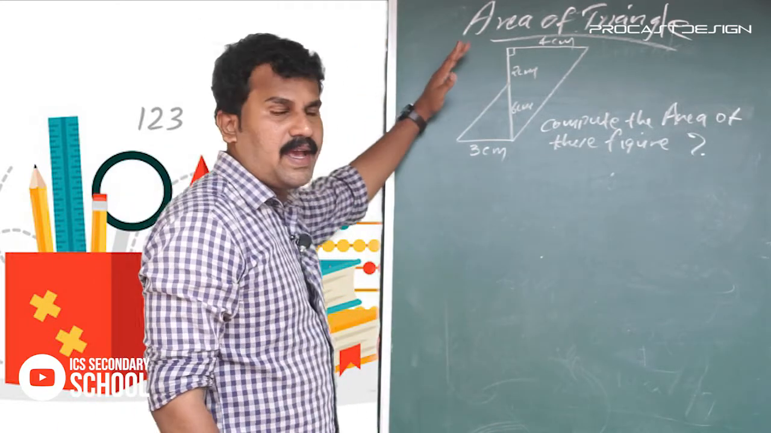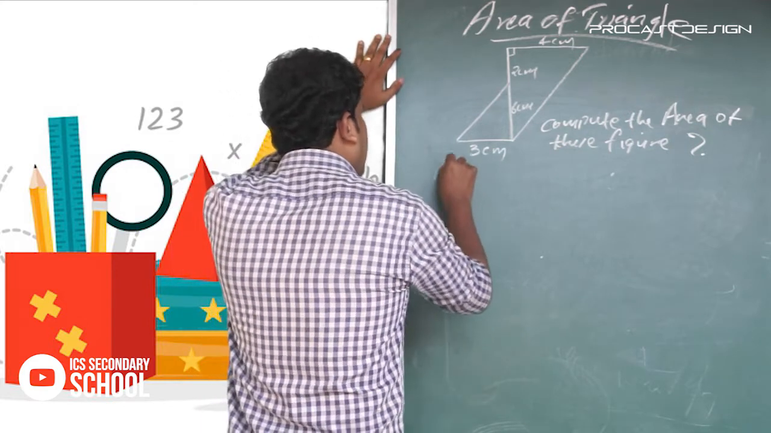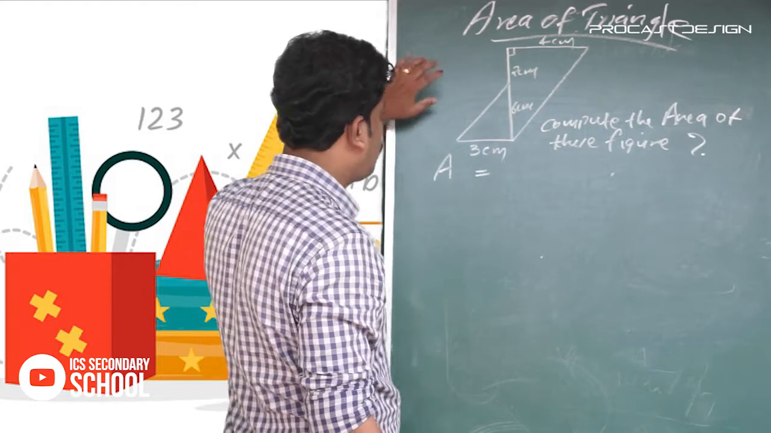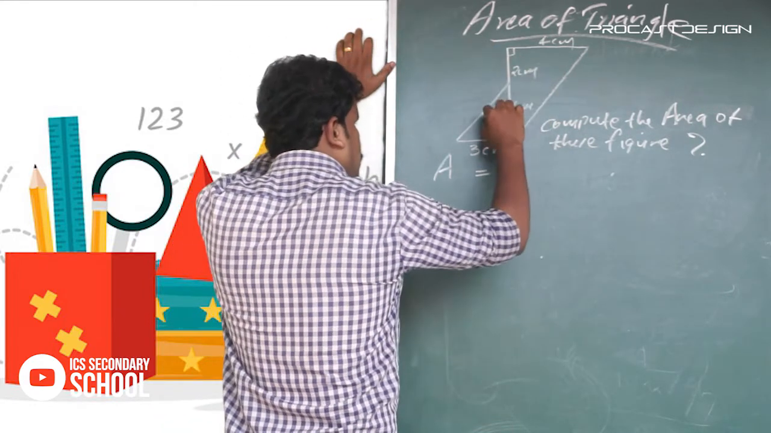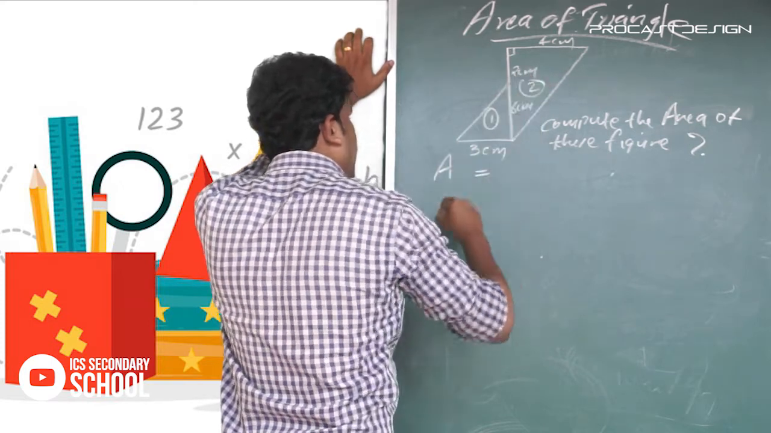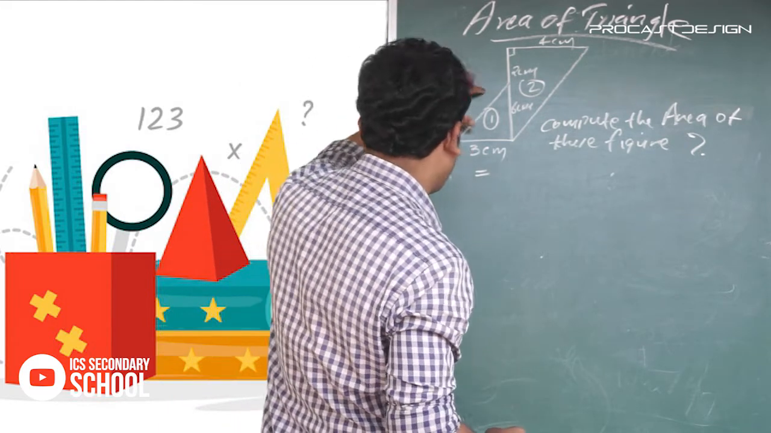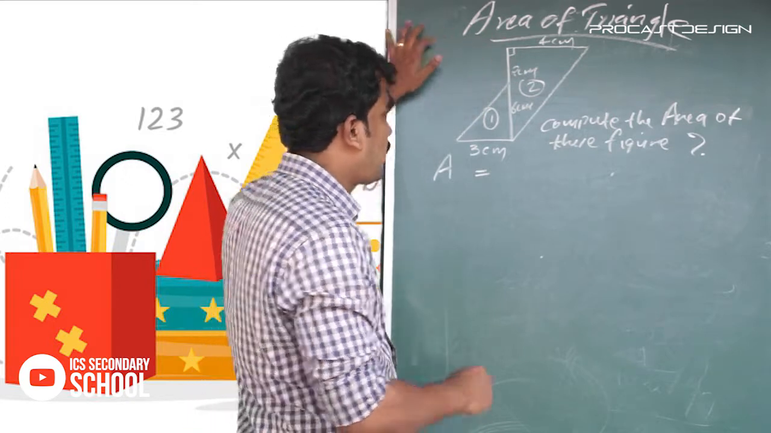Here the area of this figure means the sum of the areas of two right angle triangles. Here this is the first right angle triangle, then this is the second right angle triangle. So the area means the sum of the areas of two right angle triangles.